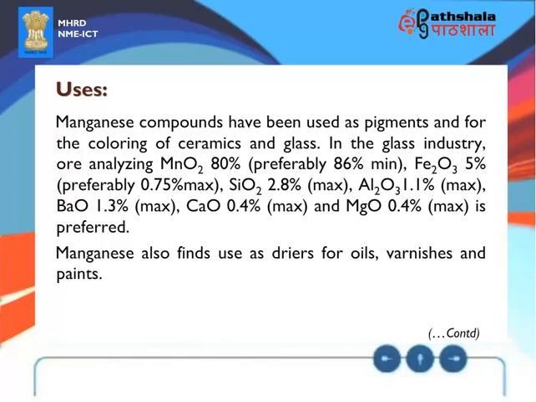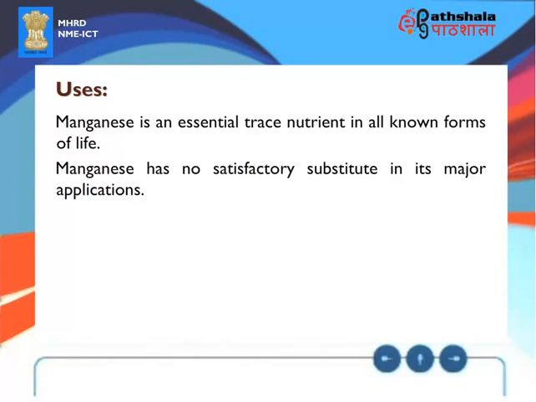In the glass industry, ore analyzing manganese oxide 80%, preferably 86% minimum, ferrous oxide 5%, preferably 0.75% maximum, silicon oxide 2.8% maximum, aluminum oxide 1.1% maximum, barium oxide 1.3% maximum, calcium oxide 0.4% maximum, and magnesium oxide 0.4% maximum is preferred. Manganese also finds use as dryers for oils, varnishes, and paints. Manganese is an essential trace nutrient in all known forms of life. Manganese has no satisfactory substitute in its major applications.